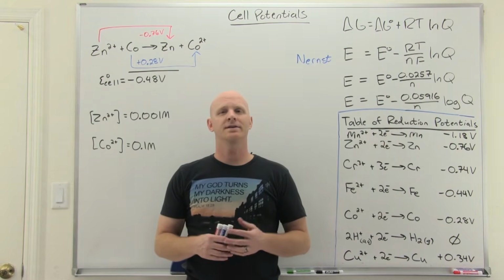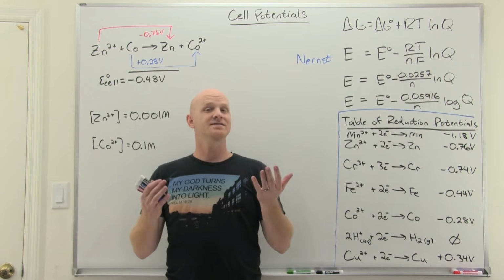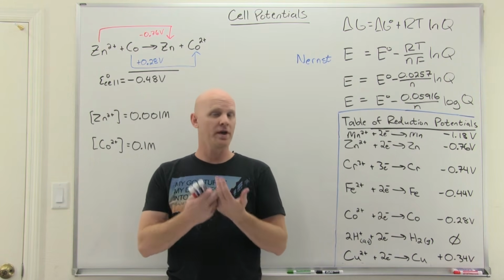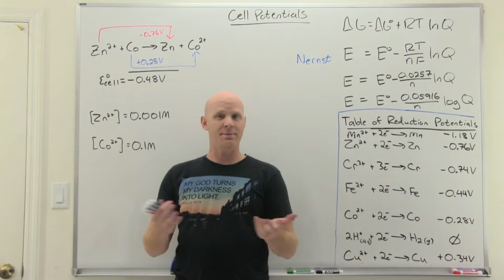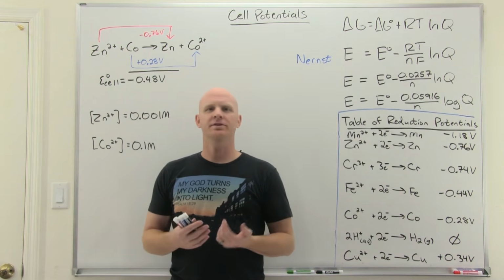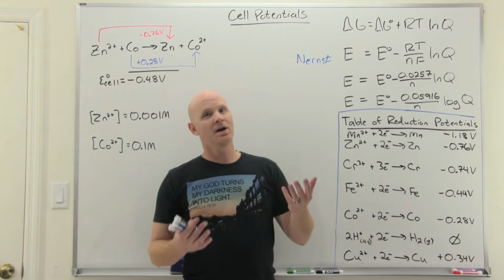So now we've calculated standard cell potential, so cell potentials under standard conditions, when all aqueous species are 1 molar and all gases are 1 atmosphere. What if we don't have those standard conditions? What if we have non-standard conditions? And we have an equation for that.